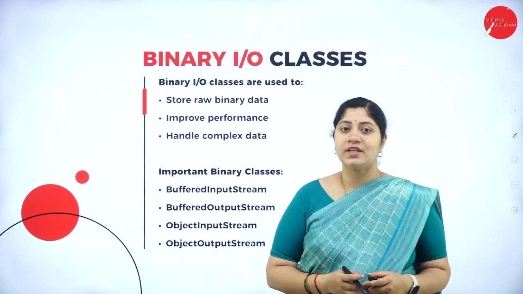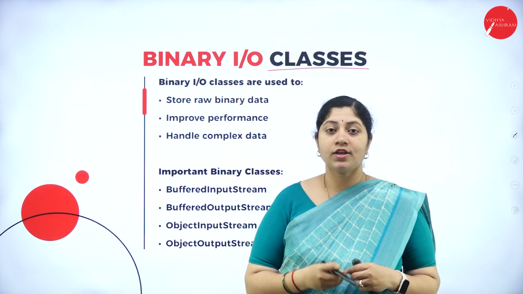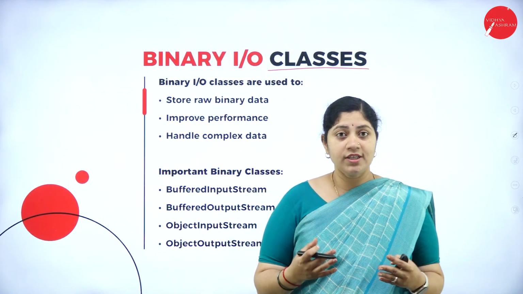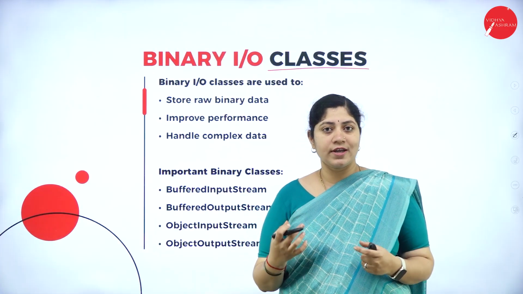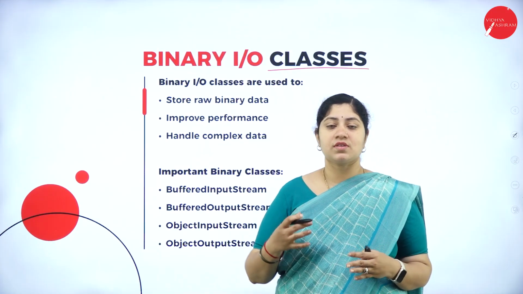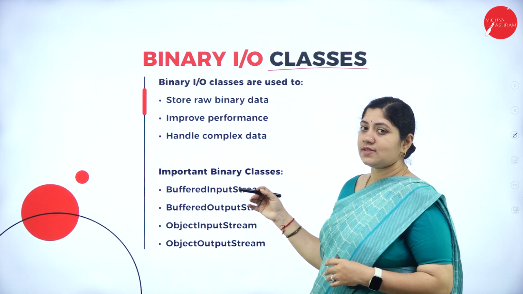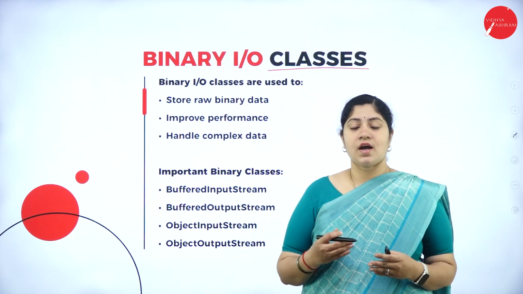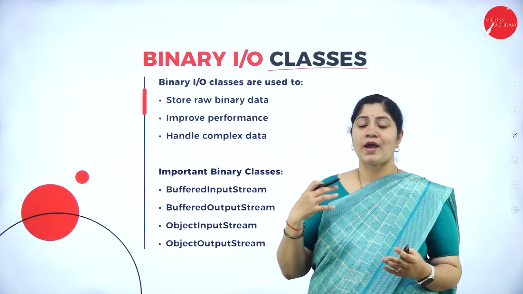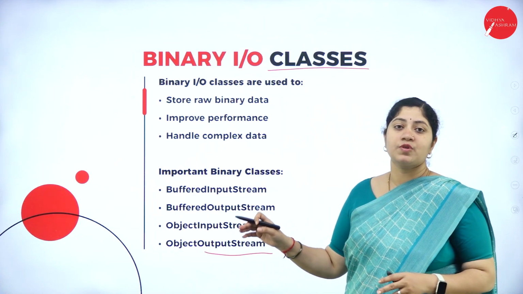Alright, let's head up with the next topic, that is none other than binary IO classes. These are used to store the raw binary data, which makes it easier to handle complex data, and in turn the efficiency as well as the performance of the system can be improved. So let's see the importance of these binary classes here. The binary classes are used with the buffered input stream, buffered output stream, and also along with the object input stream and the object output stream classes.